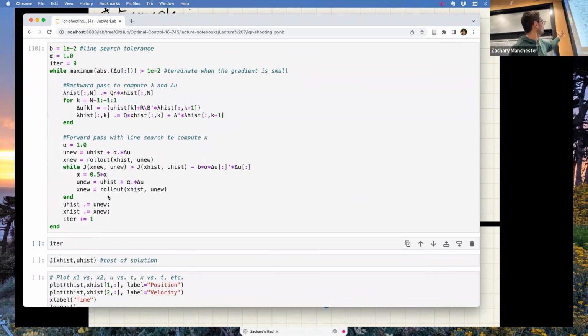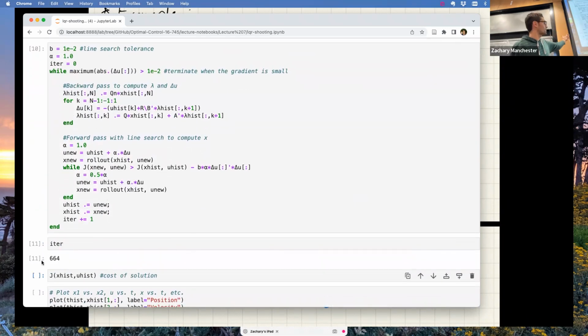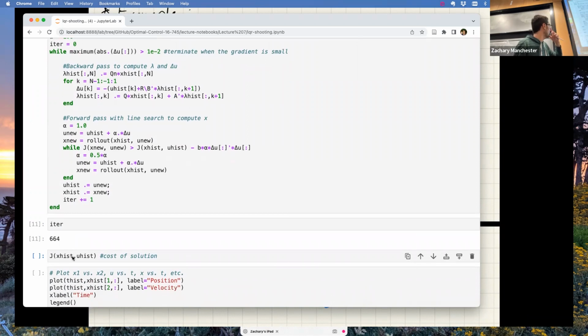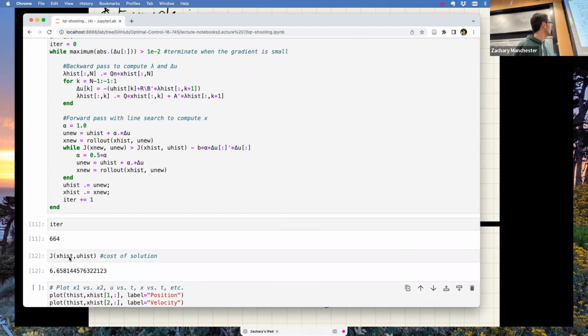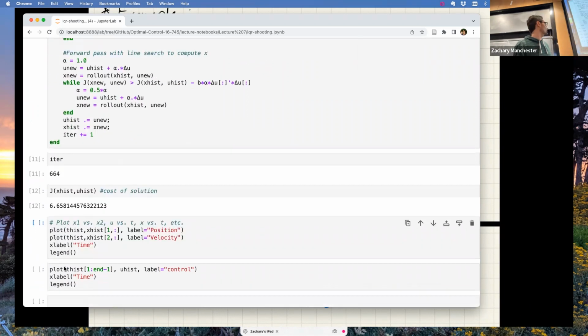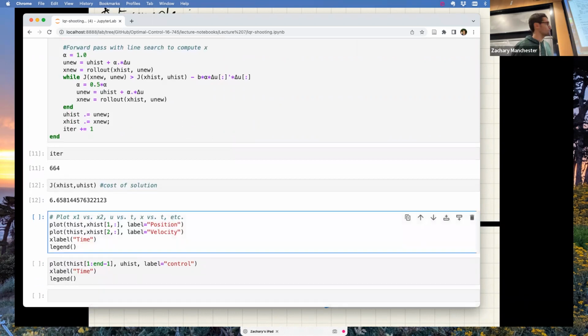So yeah, we're going to run it and look at what happens. So like 600 and change iterations. What's the cost now? 6.5. So that's a lot better, obviously. And let's look at the solution and see what it looks like.